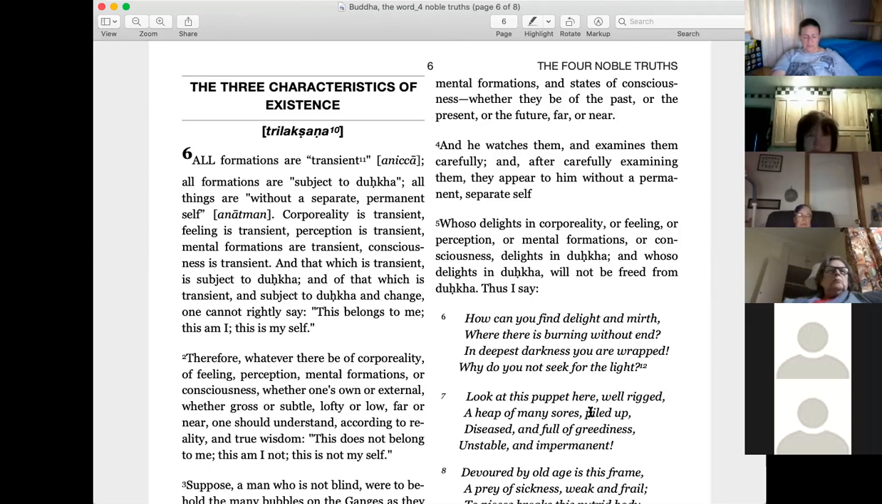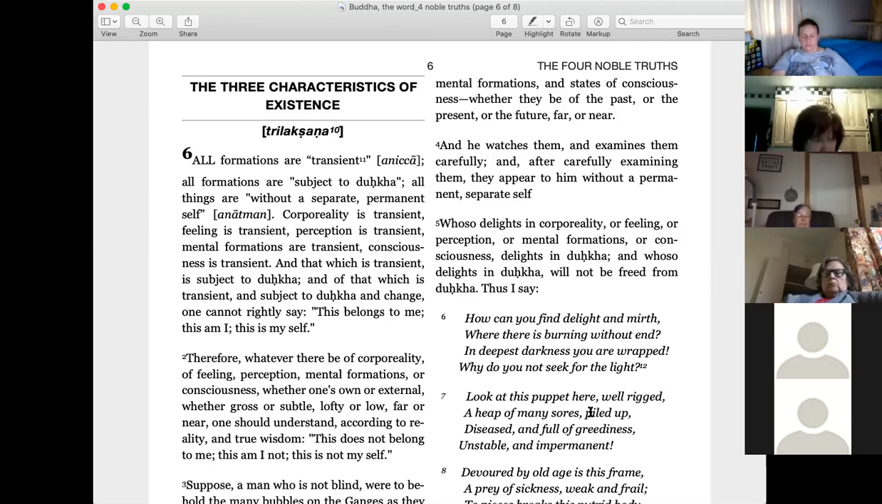So he explains that corporality is transient, feeling is transient, perception is transient, mental formations are transient, and consciousness is transient. All of those things are constantly in the process of changing. We're born as a little baby, and then we grow and we get bigger. So our body is changing shape and changing size. And then we get to a certain age and then we start shrinking again, right? And so we're always in this process.